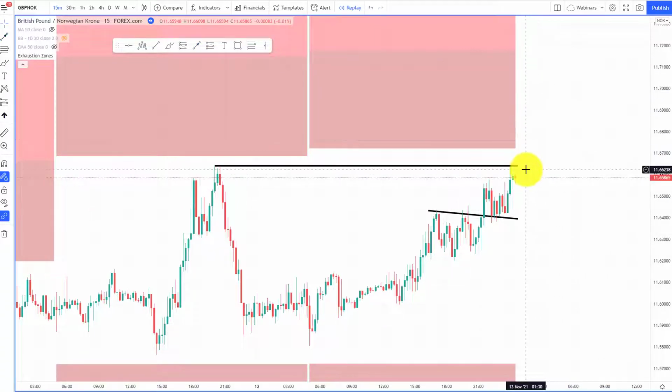Of course, sometimes it will break higher, but in trading, we always want to make sure that we have the odds on our side. And in this case, we really don't want to trade into such a very important obstacle.